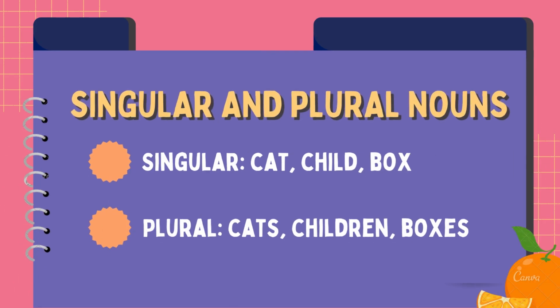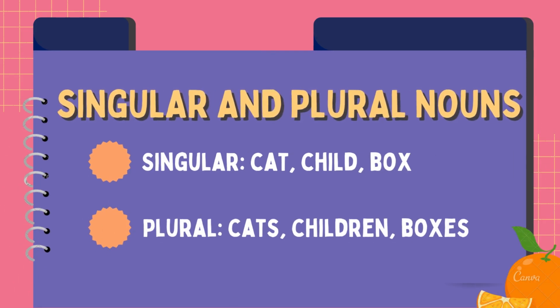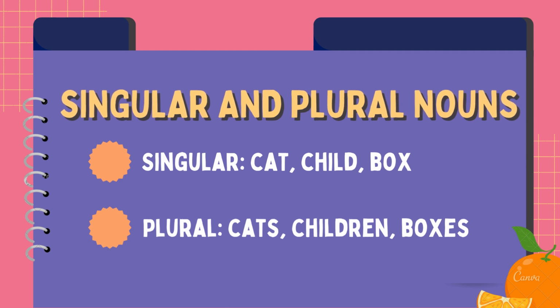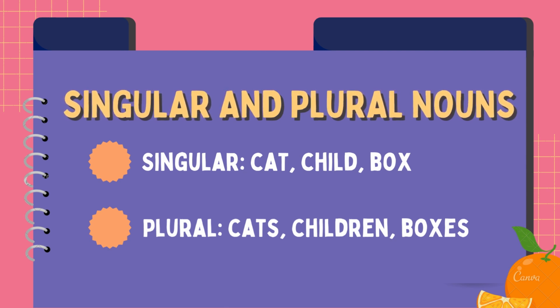Nouns can be singular, meaning just one, or plural, meaning more than one. Most nouns become plural by adding s or e s. For example, cat becomes cats, box becomes boxes. But some nouns change spelling, like child becoming children. Learning plurals helps us talk about more than one object correctly.